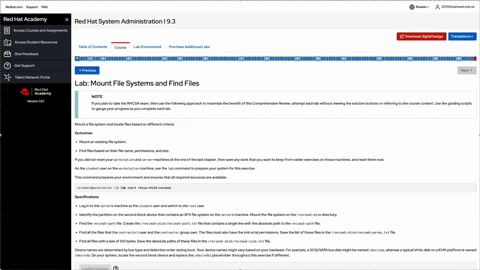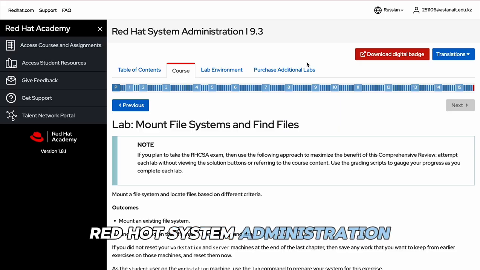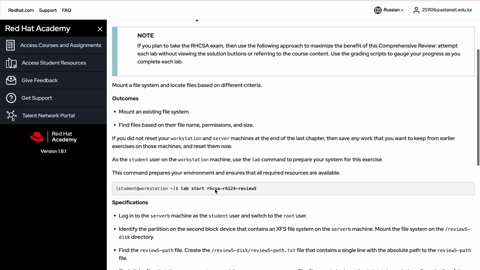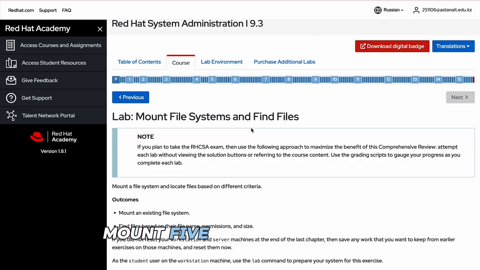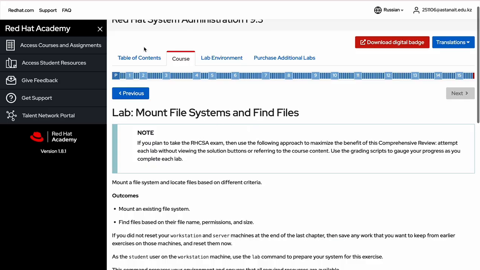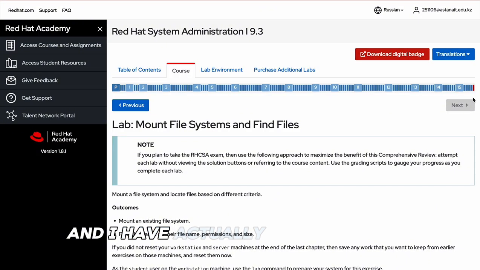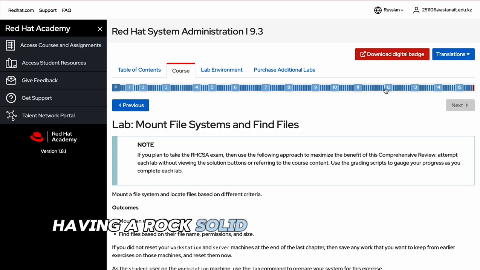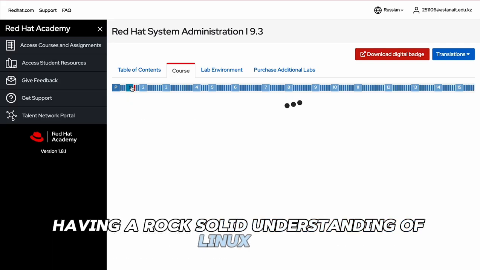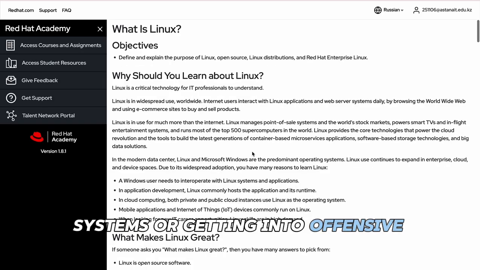So next, let's move on to the next course, Red Hat System Administration 9.3. First of all, you can see Mount File Systems and Find Files, the introduction, the explanation for all of the modules, and I have actually 15 chapters. And as a cybersecurity major, having a rock-solid understanding of Linux is absolutely critical, whether you are defending systems or getting into offensive security.